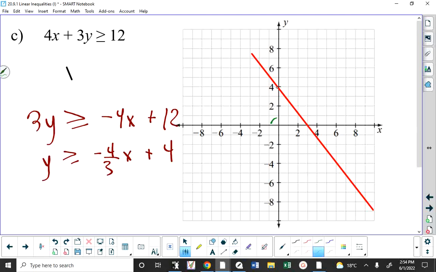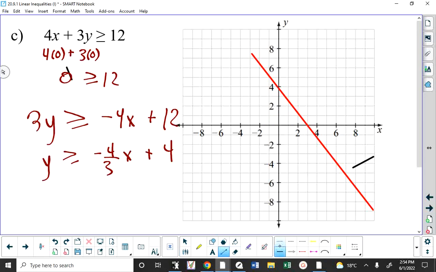If you choose a test point, you put 0 in for x, 0 in for y, and we get 0 is greater than or equal to 12. Not in this universe. 0 is not greater than or equal to 12, so it's not a solution, which means that point which is below the line is not a solution, which means none of the points below the line are solutions, which means we shade above. So anything on the line in this one or above the line is a solution.